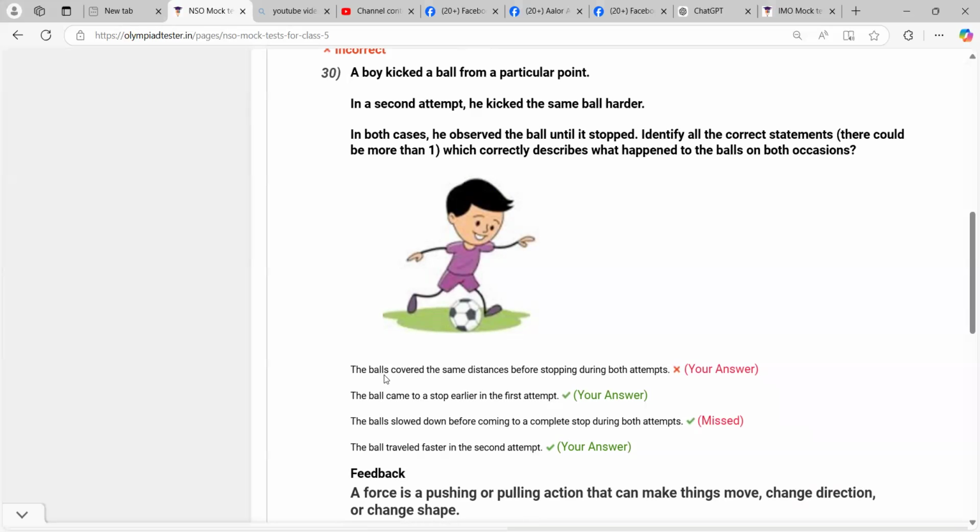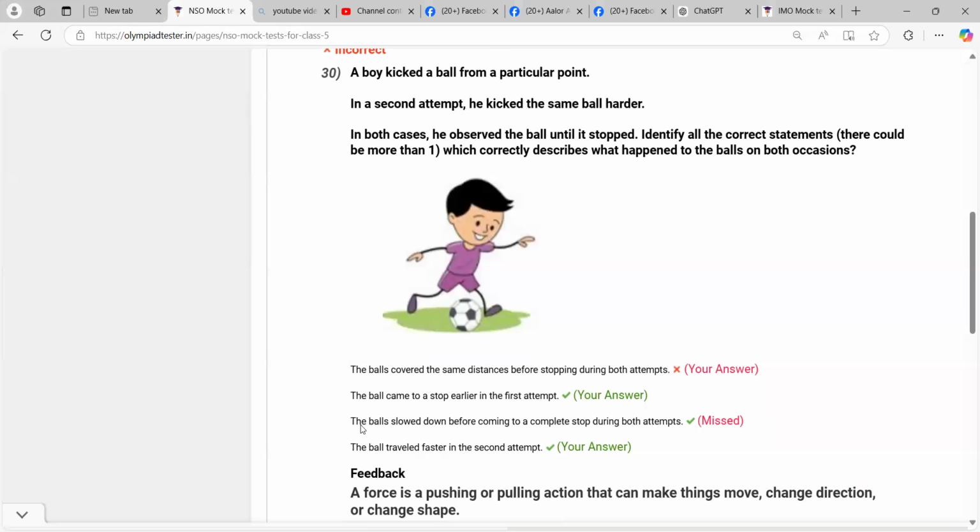Now, the ball covered the same distance before stopping during both the attempts. This cannot be correct because in the first case, the ball was kicked with less force than in the second case. In the second case, the ball was kicked with more force than in the first case. So in both the cases, the ball cannot travel the same distance. So the effort applied in both the cases is different. So this first answer is obviously wrong.